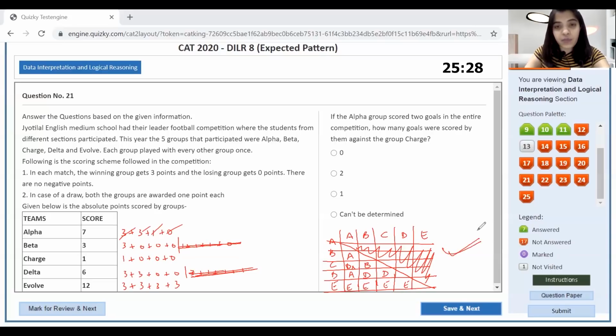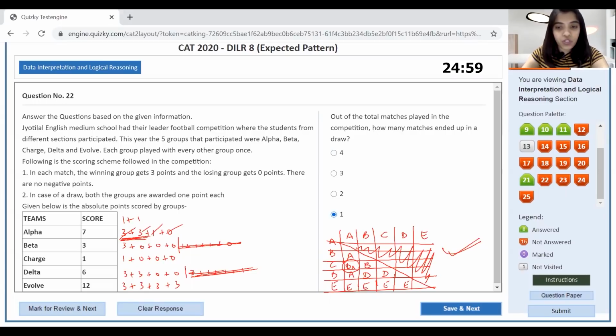Alpha group scored 2 goals in the entire competition. So we know that Alpha only won 2 matches. And for it to have won any match, it would have had to score at least 1 goal in each of the matches, with the other team at 0. So 2 goals they scored. How many goals were scored by them against group Charlie? They drew the match, right? So they scored 0. Both of the teams scored 0 goals. Out of the total matches played in the competition, how many matches ended in a draw? We know this. This is just one match. We just discussed it.